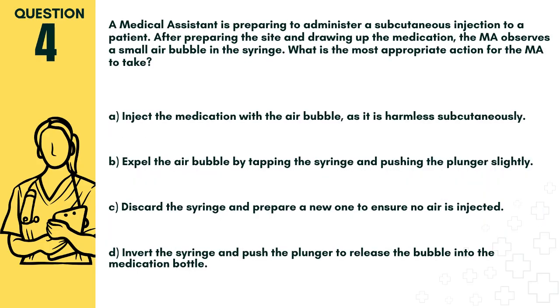Question 4. A medical assistant is preparing to administer a subcutaneous injection to a patient. After preparing the site and drawing up the medication, the MA observes a small air bubble in the syringe. What is the most appropriate action for the MA to take? A. Inject the medication with the air bubble, as it is harmless subcutaneously. B. Expel the air bubble by tapping the syringe and pushing the plunger slightly. C. Discard the syringe and prepare a new one to ensure no air is injected. D. Invert the syringe and push the plunger to release the bubble into the medication bottle.